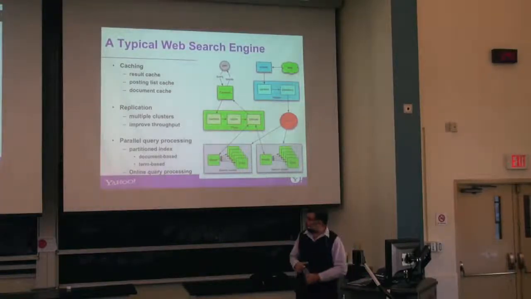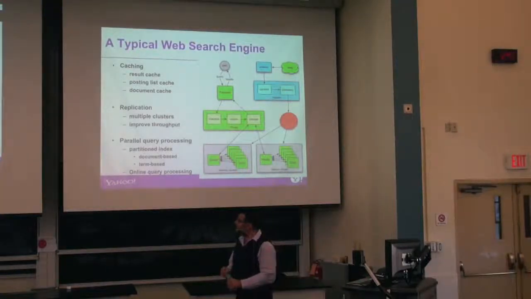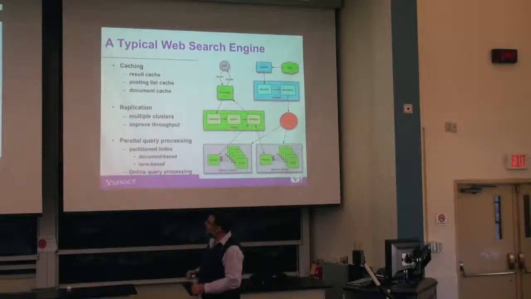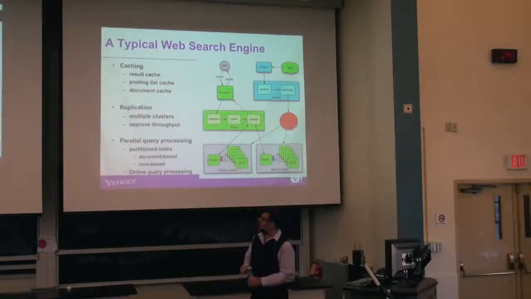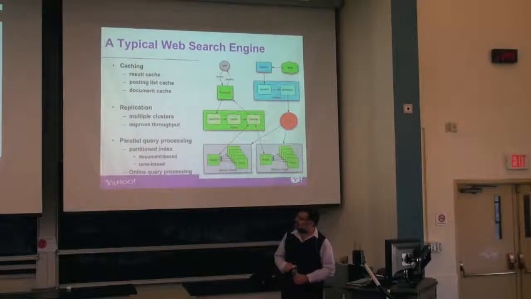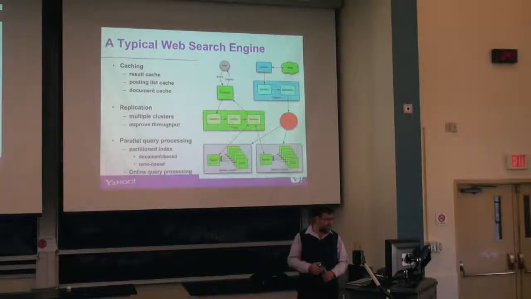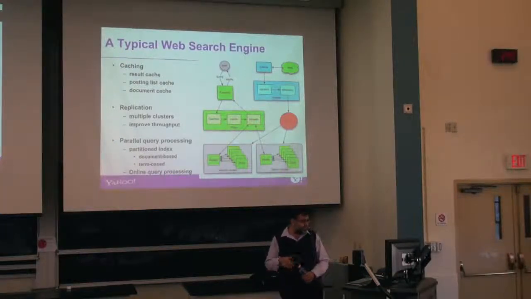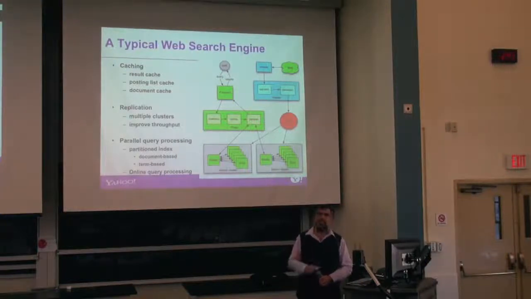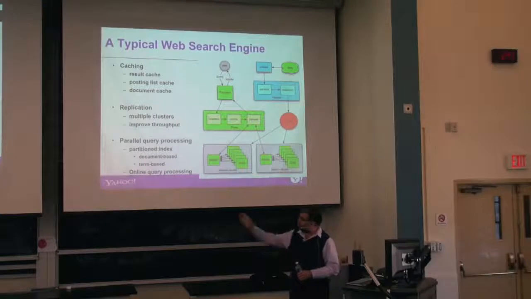So this is more like a real current search engine. This would be a typical architecture. You have caching at several levels. You cache answers, you cache the index, you cache documents, you do replication to improve the throughput. You do parallel query processing, and you have a partitioned index.